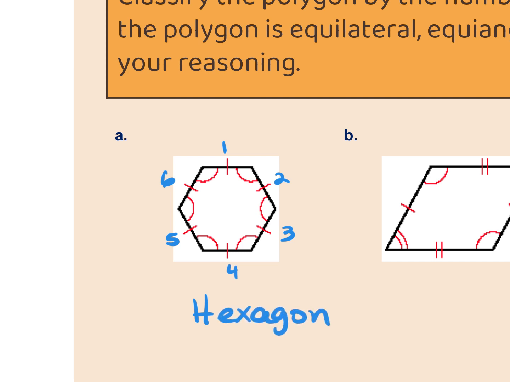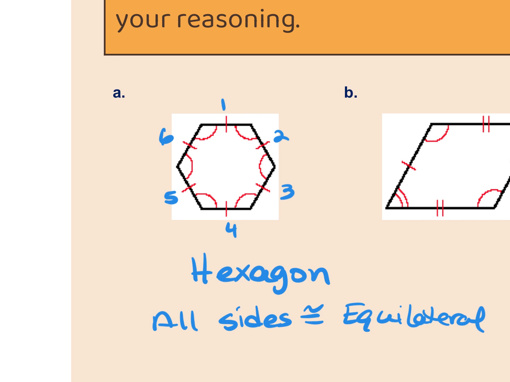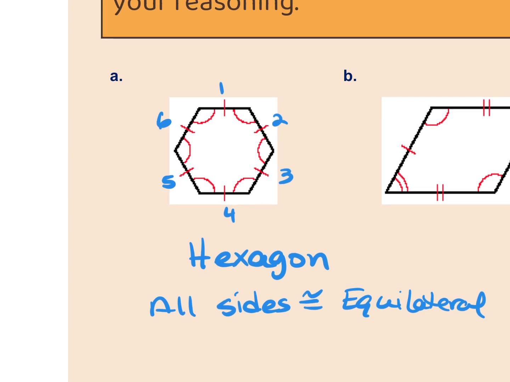And now I'm going to go back and look to see if the sides are the same and if the angles are the same. Notice all 6 sides have the same congruency mark, making all sides congruent. So when all sides are congruent, this is called equilateral. And now if you go back and look, also all 6 angles are congruent. So when all angles are congruent, then it's called equiangular.